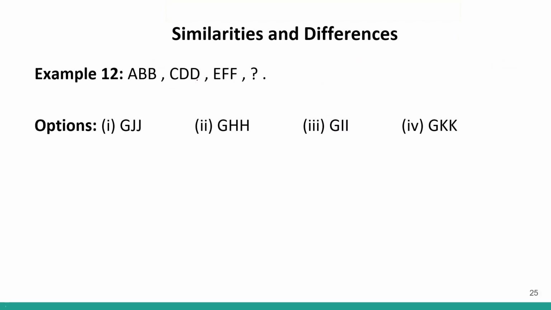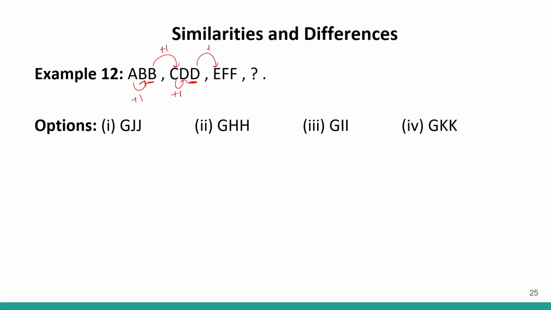Okay. Now, A, B, B, C, D, D, E, F, F. Very simple logic I can see. This is plus 1 and then it is being repeated. From here we move plus 1, here we move plus 1, and then it is being repeated.